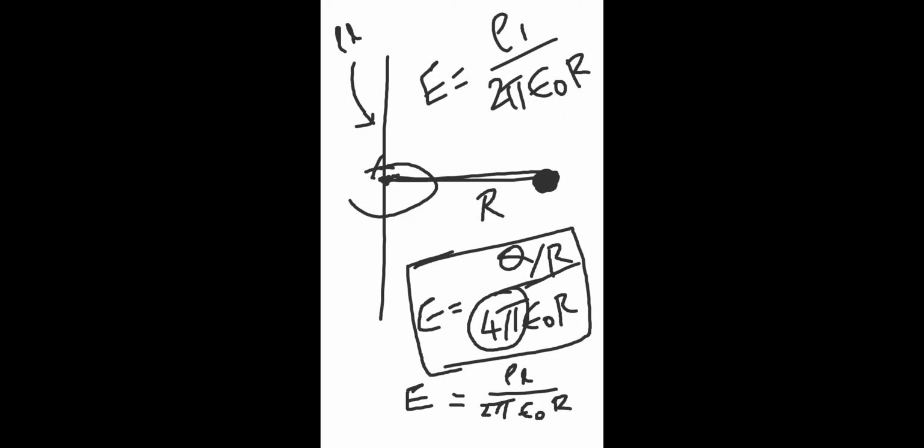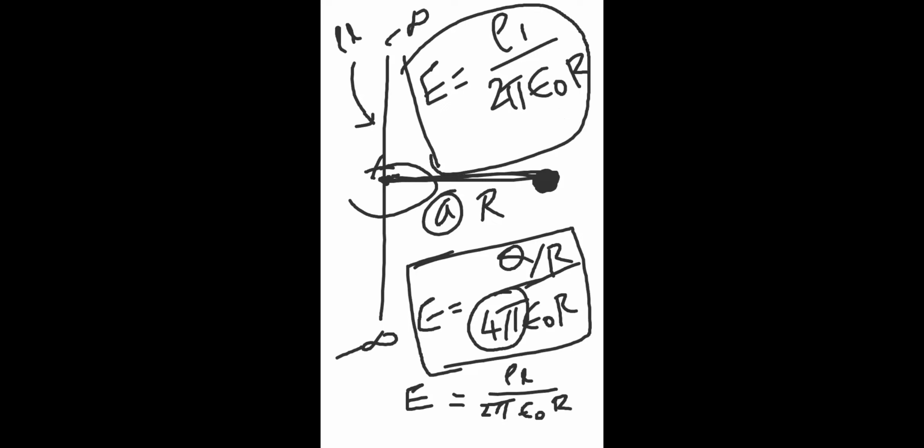R means perpendicular distance from the line, or sometimes in the book they mention it as A also. That's okay. Whenever you have an infinite line and you are at some point, you should know what the perpendicular distance is. Some books, instead of R, may use A. So this is the final answer for electric field due to line charge.